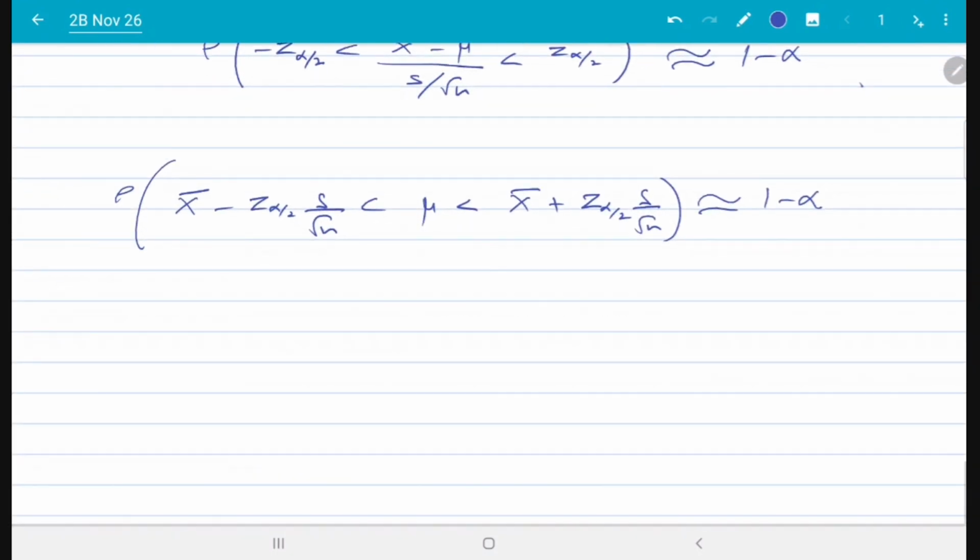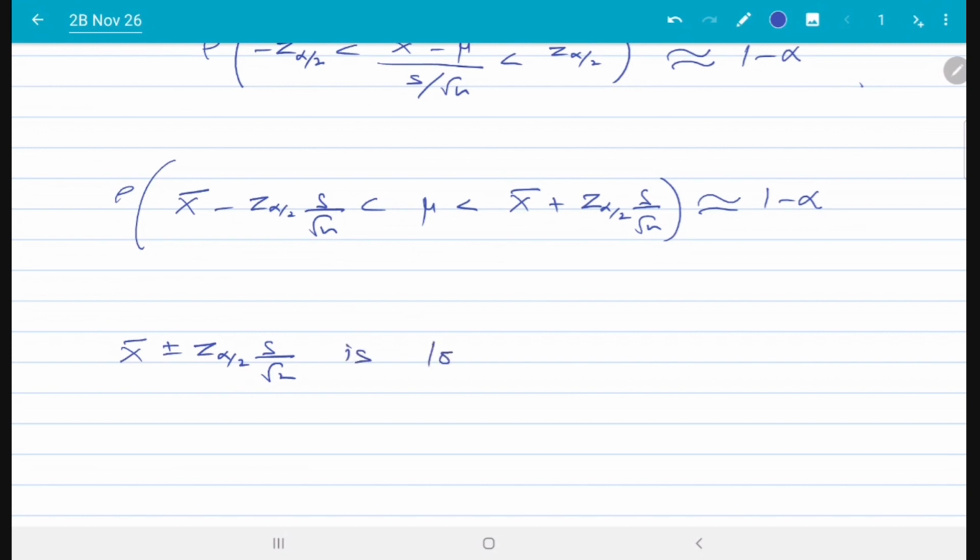And minus alpha, and x bar plus minus z alpha by 2 s by root n is the 100 into 1 minus alpha percentage large sample CI for mu.